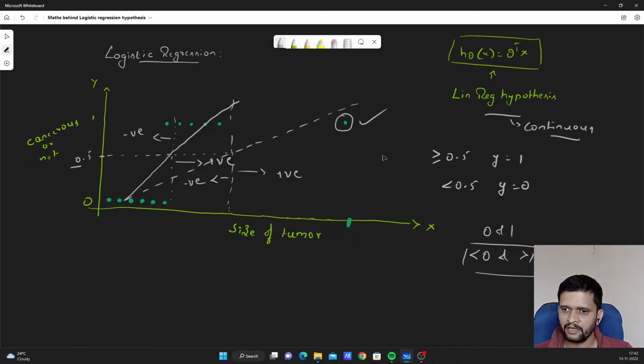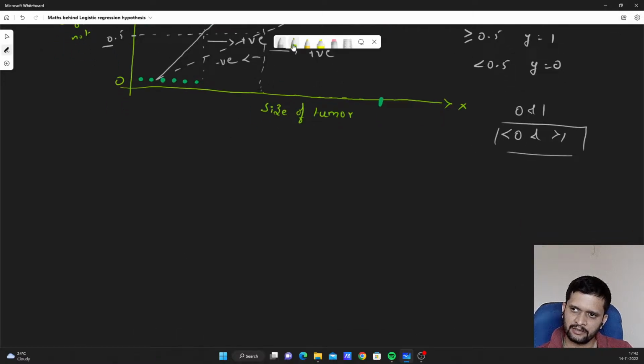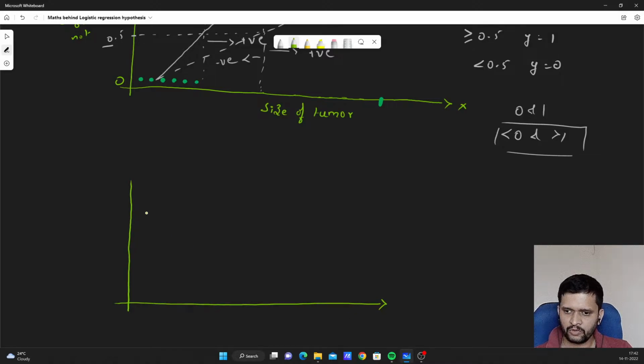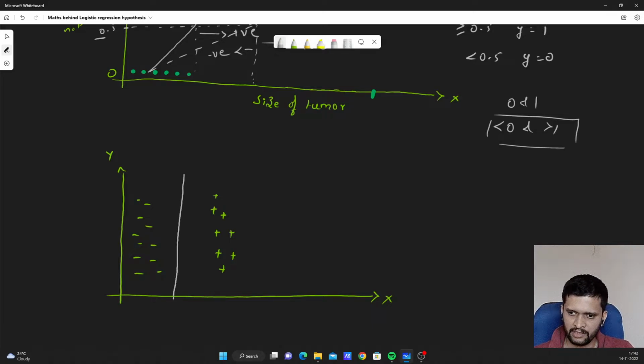Okay, now let's say we have another data set here. A simple explanation in order to make you guys more clear on the mathematics behind it. Let's say we have some negative points here, and I have some positive data points here. Now let's say this is the line which separates the negative and positive data points.